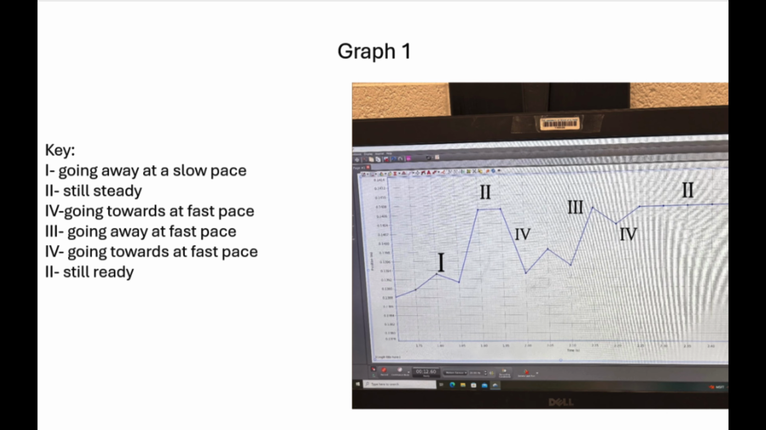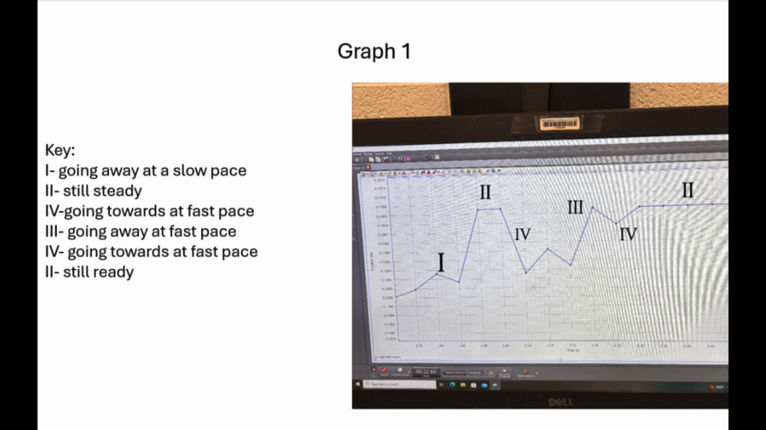For the next region, the line slopes downward sharply. This shows the object is going toward the sensor at a fast pace. The steep downward slope means the object was moving quickly back towards the sensor. After that, in region 3, the line slopes upward more steeply than before. According to the key, this represents the object going away at a fast pace. The steeper upward slope shows an increase in speed compared to region 1.